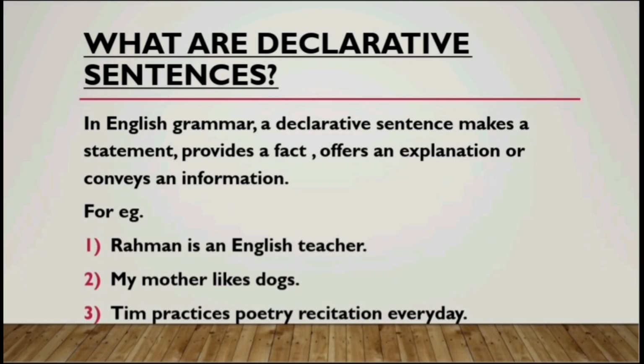What are declarative sentences? First of all, declarative sentences are also known as assertive sentences or statements. In English grammar, a declarative sentence makes a statement, provides a fact, offers an explanation, or conveys information. In simple words, a declarative sentence, as the name suggests, declares something. This sentence simply makes a statement or states a fact. Makes a statement means it makes a clear and confident fact. It provides a truth, offers an explanation and provides us clear information.